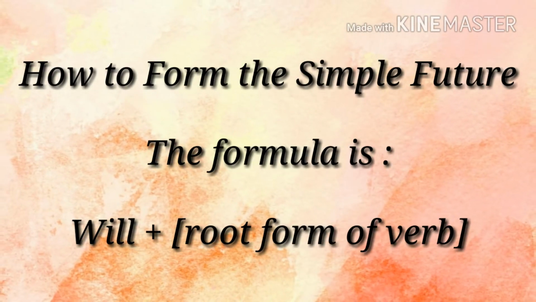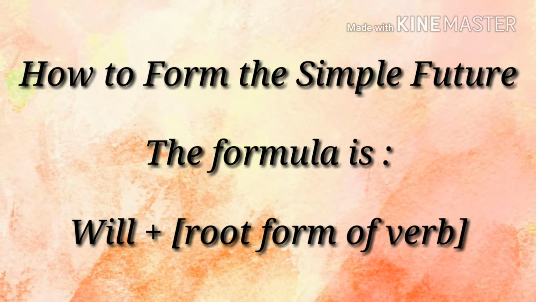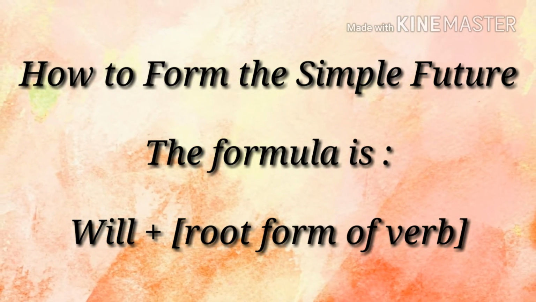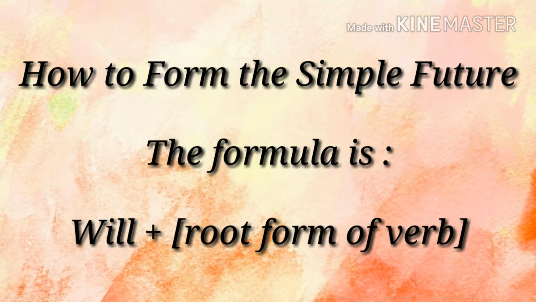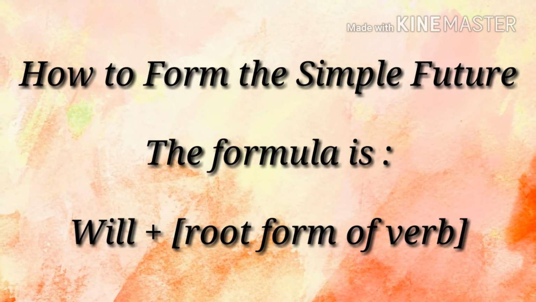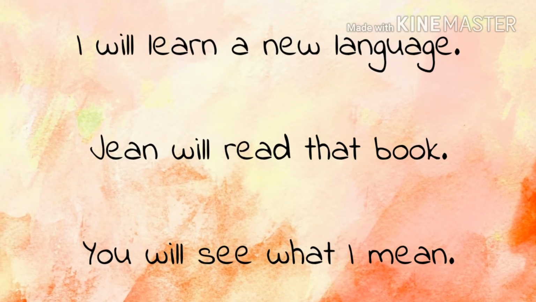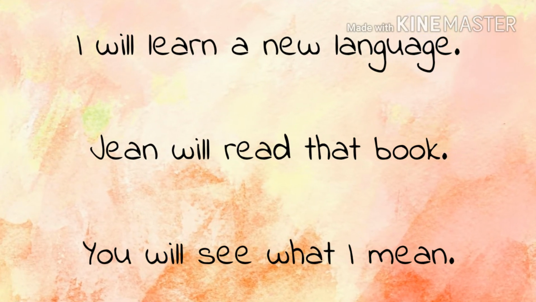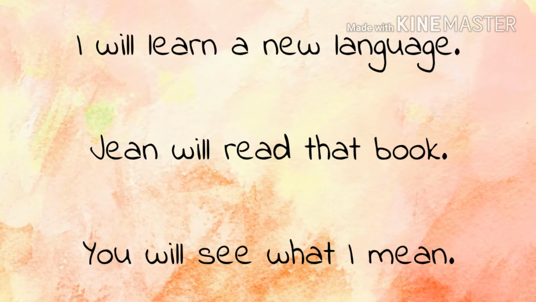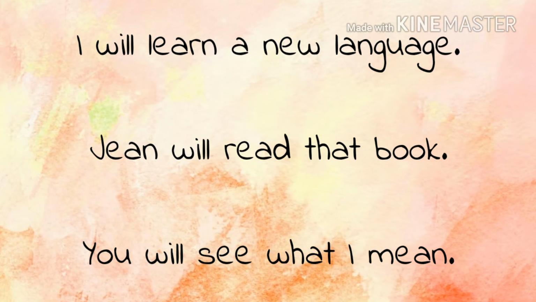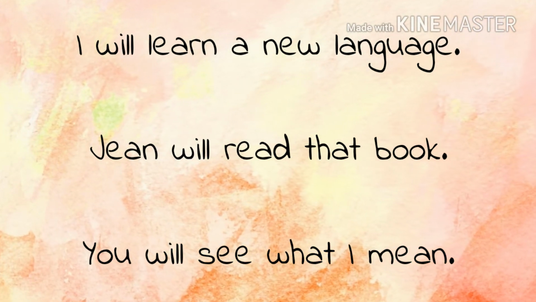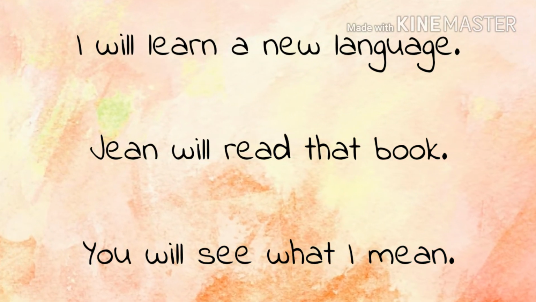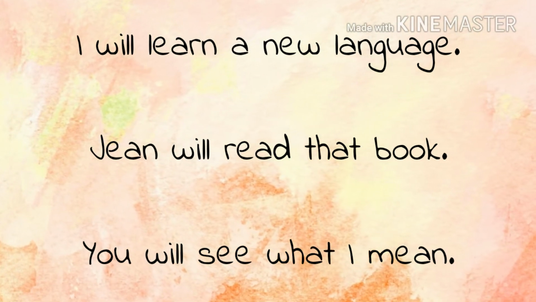How to form the simple future? The formula for the simple future is will plus root form of verb. Example: I will learn a new language. Jan will read that book. You will see what I mean. It doesn't matter if the subject is singular or plural, the formula for the simple future tense doesn't change.